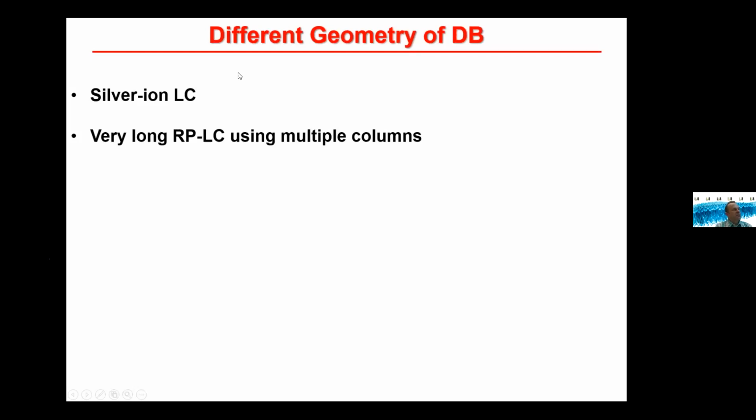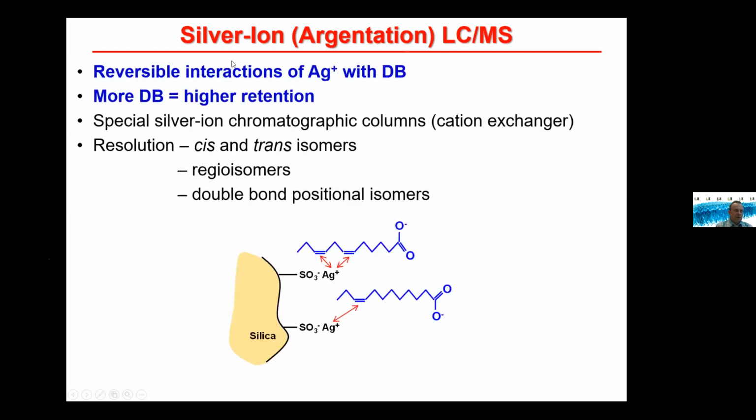Then the second type of isomerism is different geometry of double bond, which may be separated either by silver ion chromatography or very long reverse phase chromatography with multiple columns. Silver ion chromatography is something really very rarely used now, but in the past it was quite common in lipidomic analysis, using TLC, for example. This is based on the interaction of silver ion with double bonds, with reversible interactions. And the simple rule is: more double bonds, stronger interaction, higher retention.